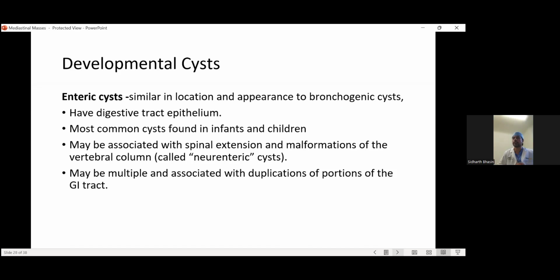Moving on to other developmental cysts, which is the enteric cyst. They're similar in location and appearance, but they have digestive tract epithelium on pathology, and they're the most common cysts found in infants and children. They may be associated with spinal extension and malformations of the vertebral column, called neuroenteric cysts. They may be multiple and associated with duplications of portions of the GI tract.